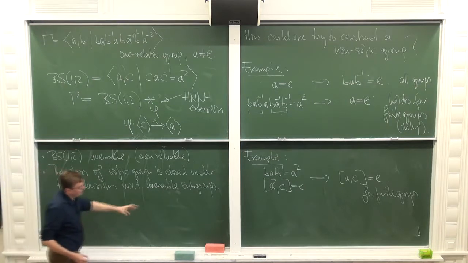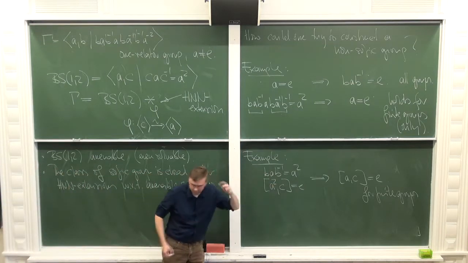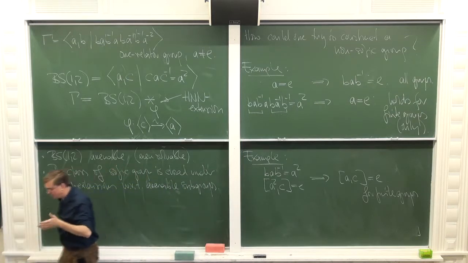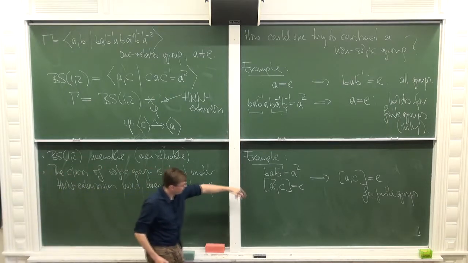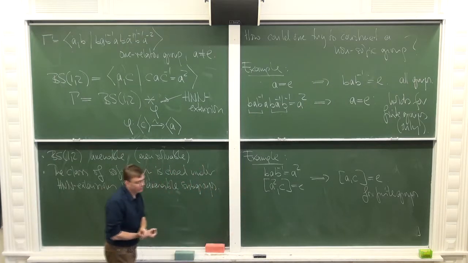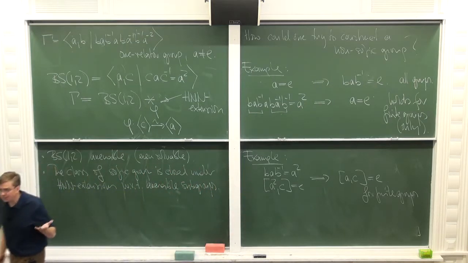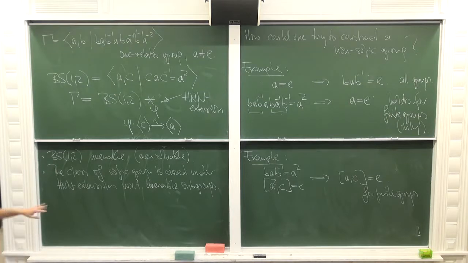So for example, this effect here is also the reason why these Burger-Mozes groups have no finite quotients. I don't want to define these Burger-Mozes groups. They are finitely presented groups which have no finite quotients, and even more, they are simple. But the fact that they have no finite quotients is related to an effect like this.